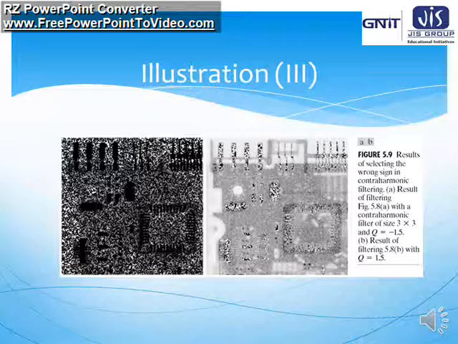So hope students it is clear to you that the choice of this type of filter with the proper Q value is very much important.